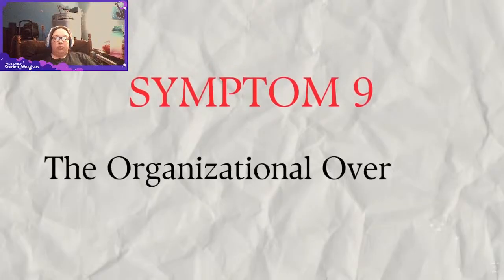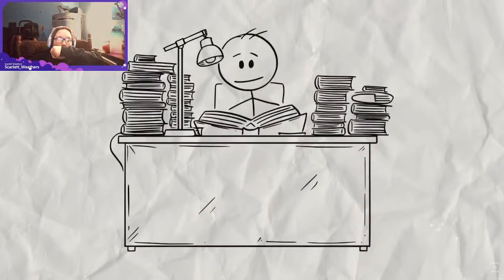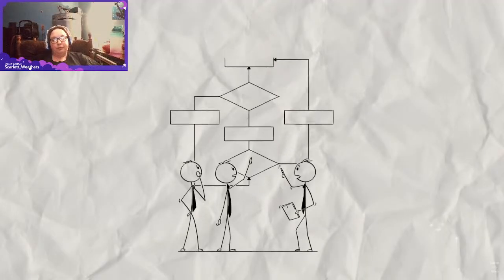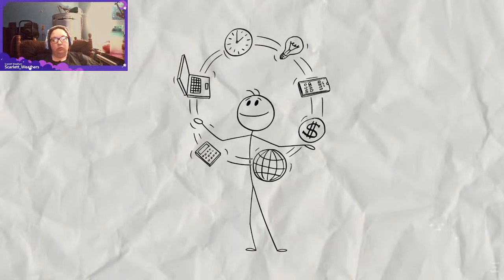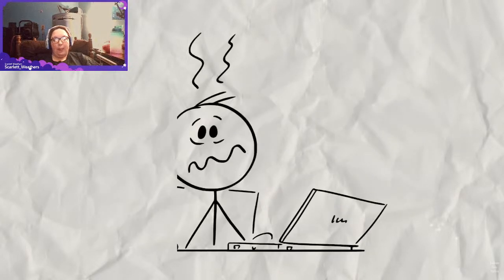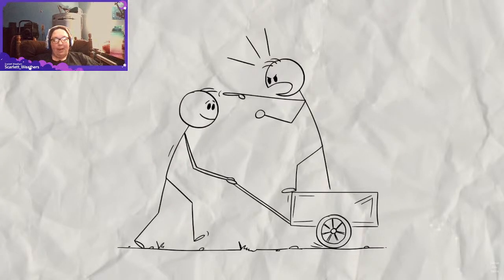Symptom 9, the organizational overload, disorganization. This is more than just a messy desk. Disorganization in ADHD stems from difficulties with executive functions like planning, prioritizing, and managing information. It can manifest as cluttered living spaces, chaotic work environments, missed appointments, and a general struggle to maintain order.